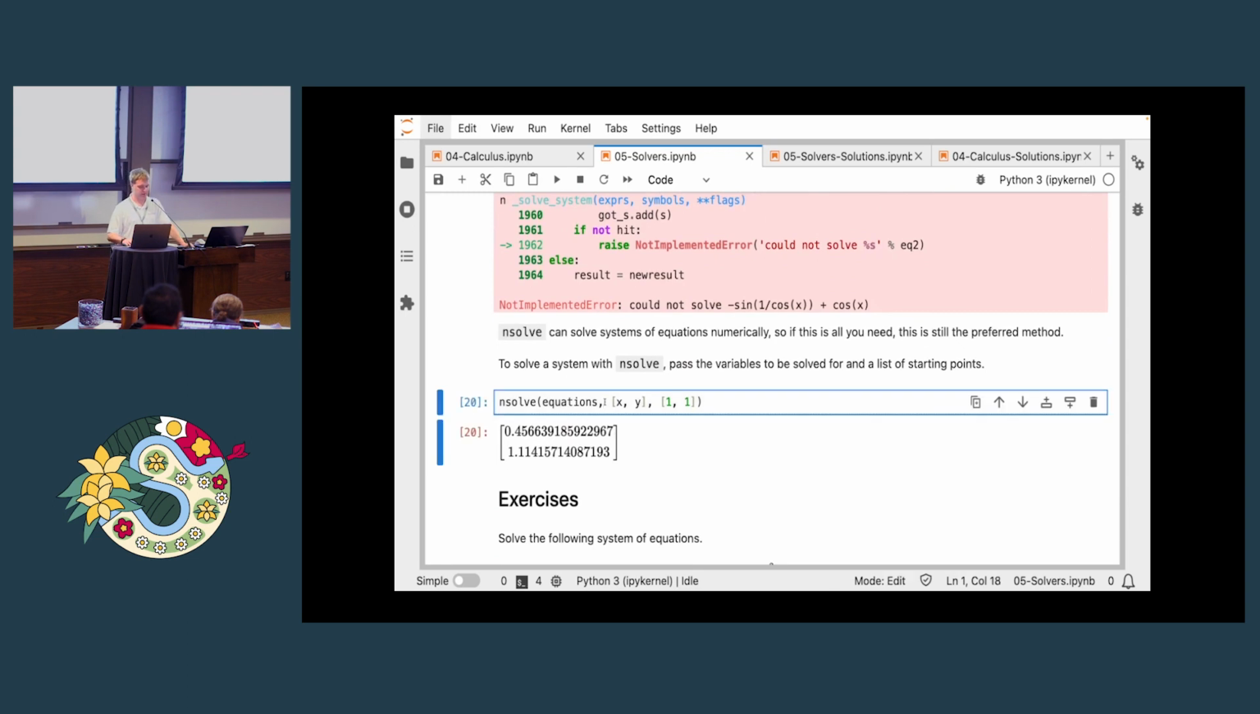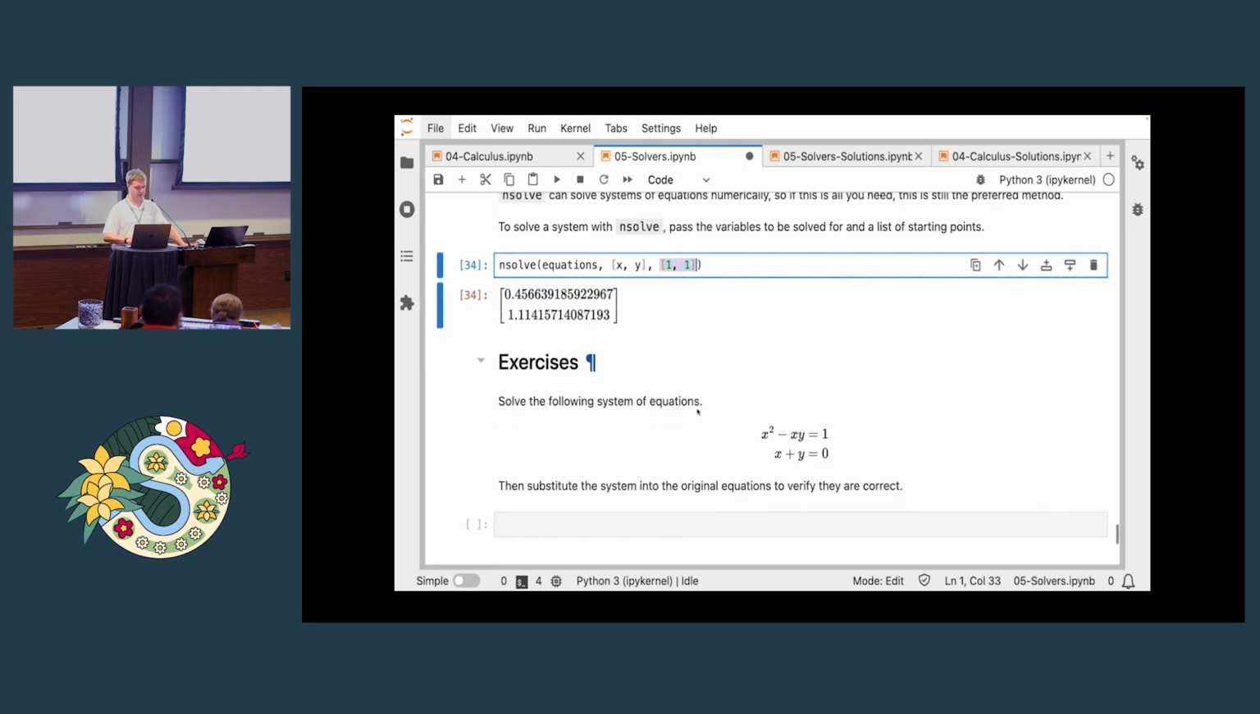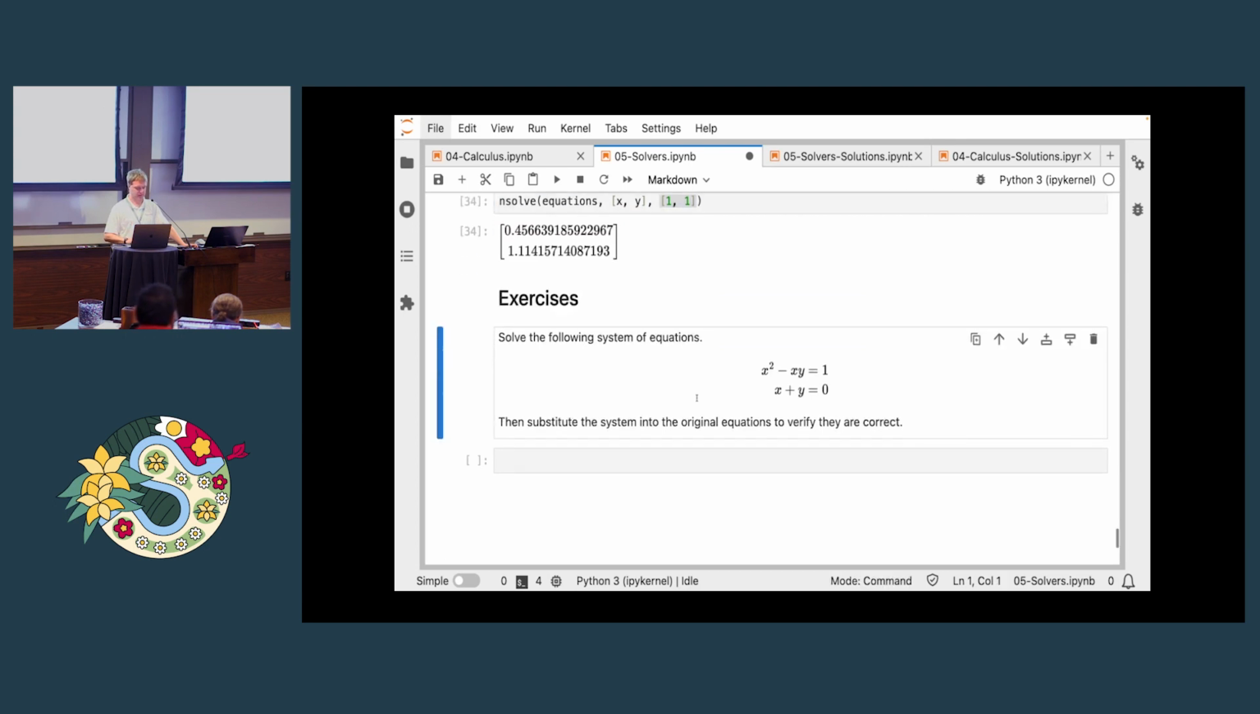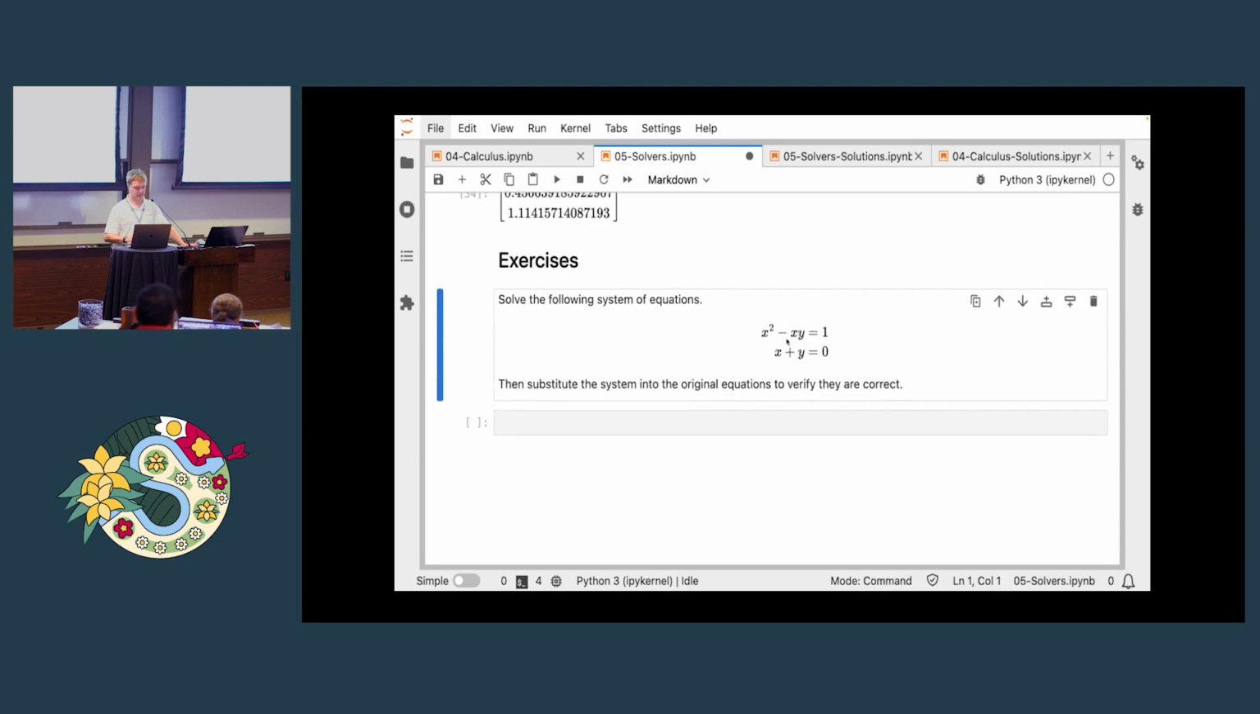But yeah, you can also use nsolve to solve a system of equations. So you pass the list of variables and the list of starting points. And so there's an exercise to solve this system with Solve.